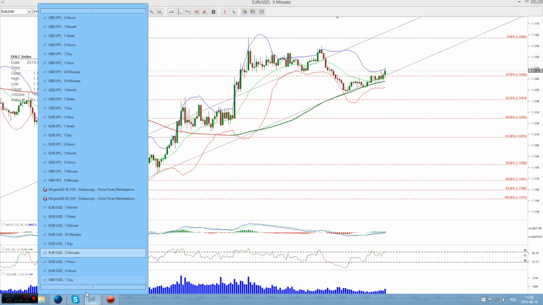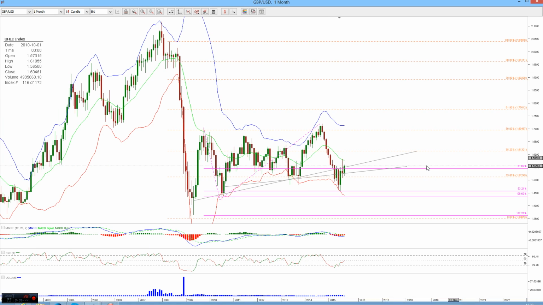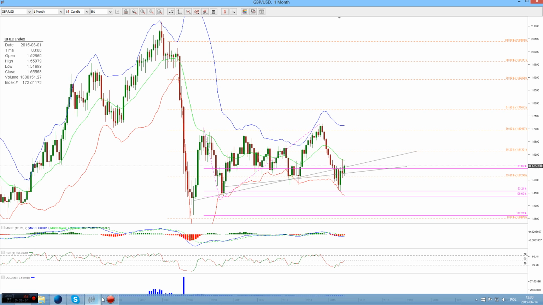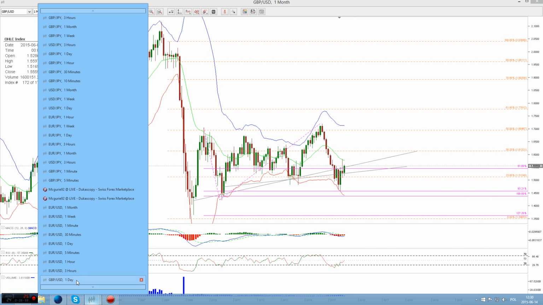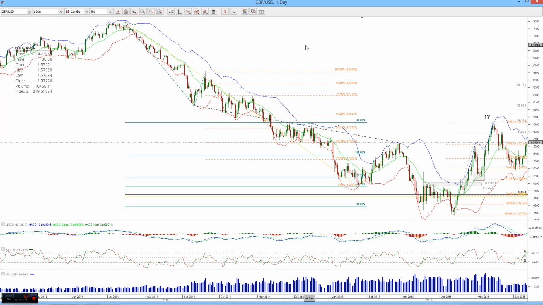Let's go to the Great Britain pound USD. That's the monthly chart. On the monthly, we had a doji here. Okay, doji means indecision. The market is not sure what to do here. Okay, and this may impact the market.